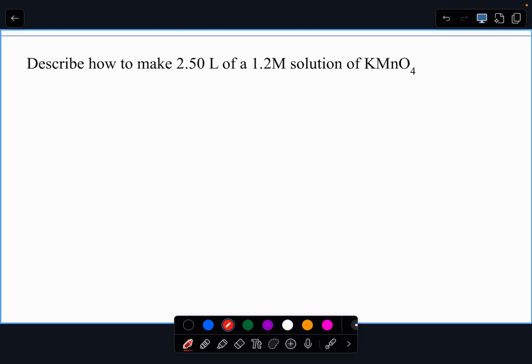Now this one says describe how to make. Remember, when we do that, we want to determine the grams that we should add to the volumetric flask, and then we fill it up to 2.5 liters. The aim here is that we're trying to get a 1.2 molar solution.